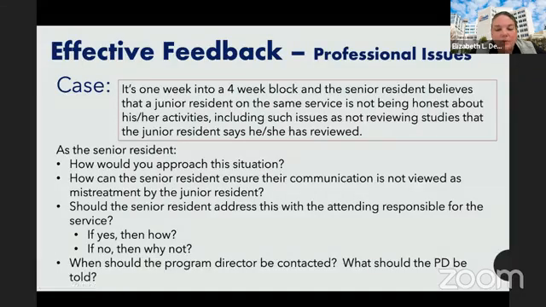And then should the program director be contacted? And that's something that you would discuss in our case when residents continually are not meeting the needs of the rotation, and even the consultant was not able to see improvement.